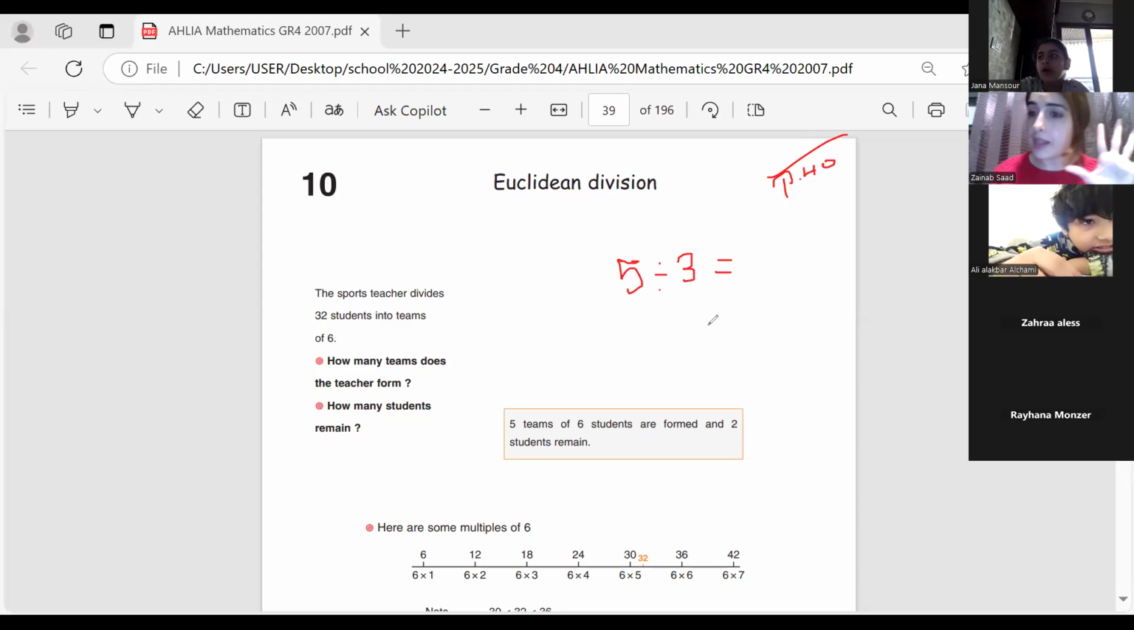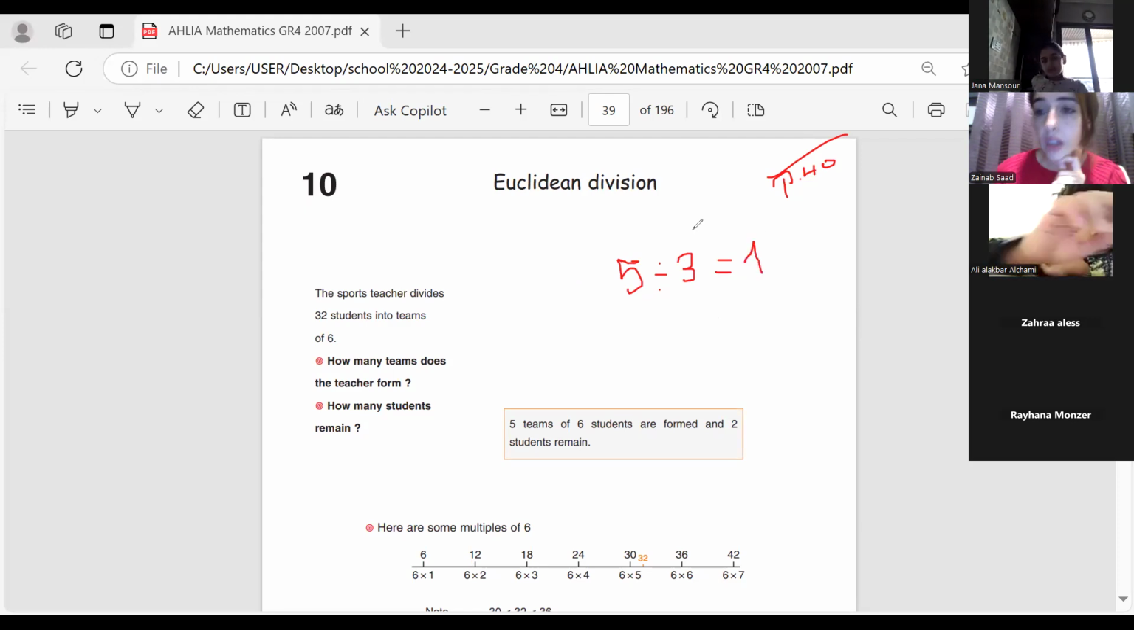You have 5 pencils in your hand and you have 3 friends, 3 students. You need to give every one of them the same number of pencils. How many pencils can you give them? 3? For each one of them 3, or for each one of them how much? 1. Bravo. So she said that she's going to give each one of them only 1 pencil.